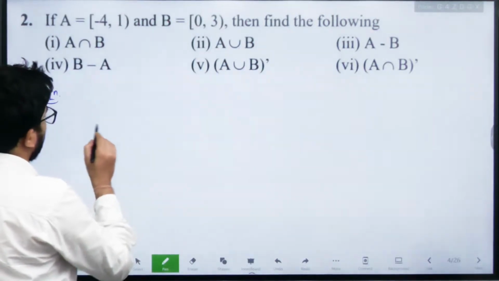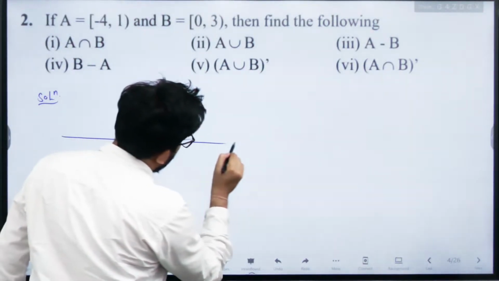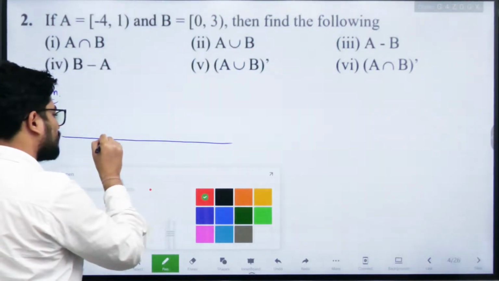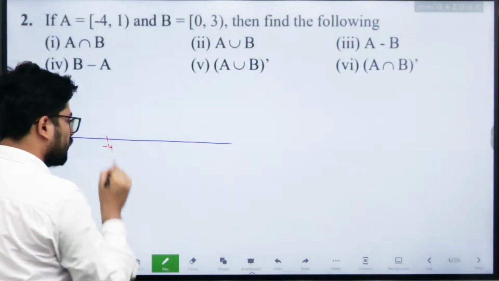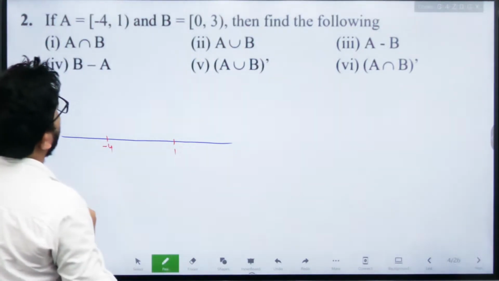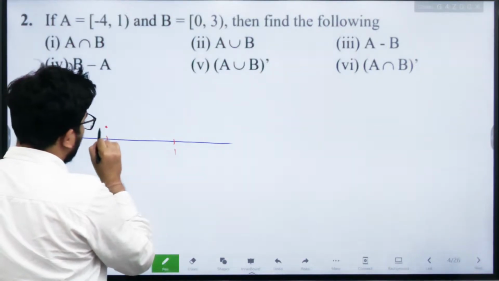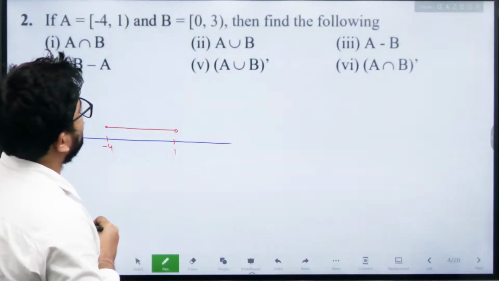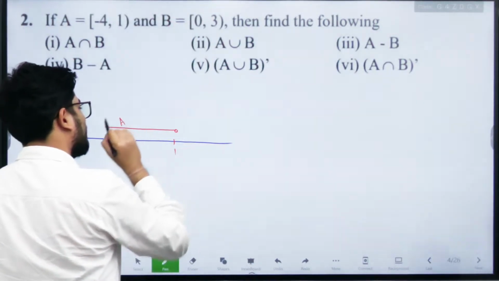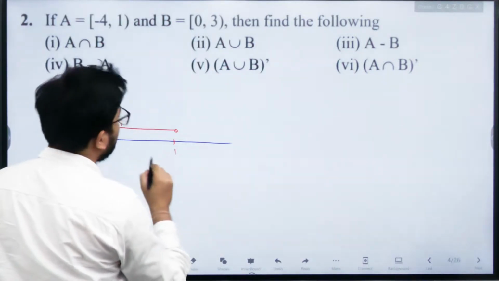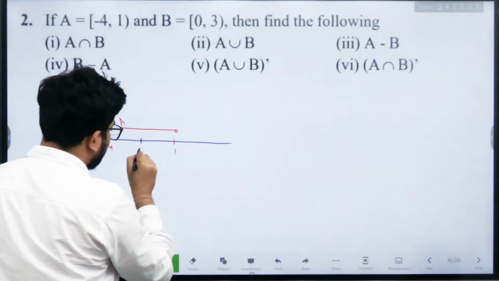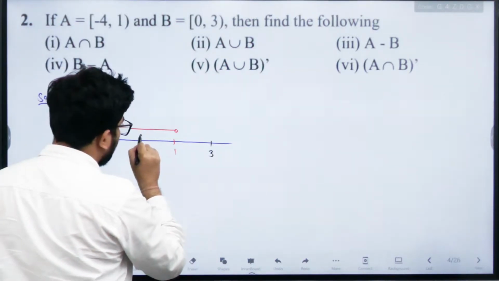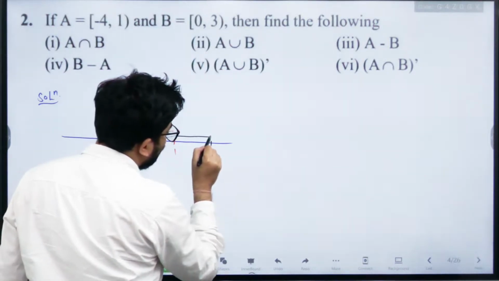So first of all, let's draw the number line. Let's say this is your real number line and you have minus 4 to 1. Let's say minus 4 is somewhere here, and 1 is somewhere here. So minus 4 to 1: minus 4 closed and 1 open. This is your set A. The next set is the B set, from 0 to 3. Let's say 0 is somewhere here and 3 is somewhere here. So 0 to 3: 0 closed and 3 open.